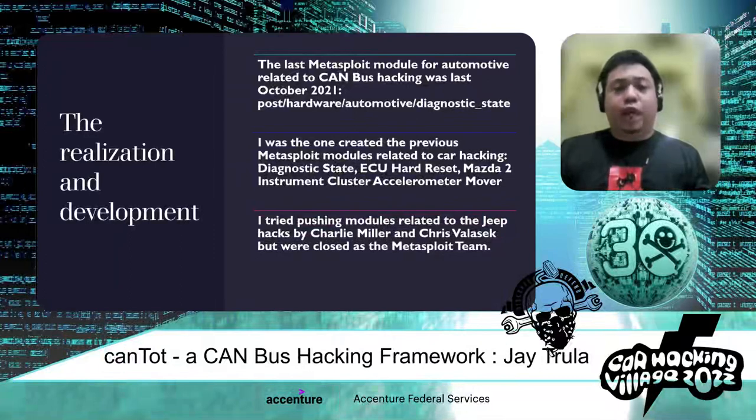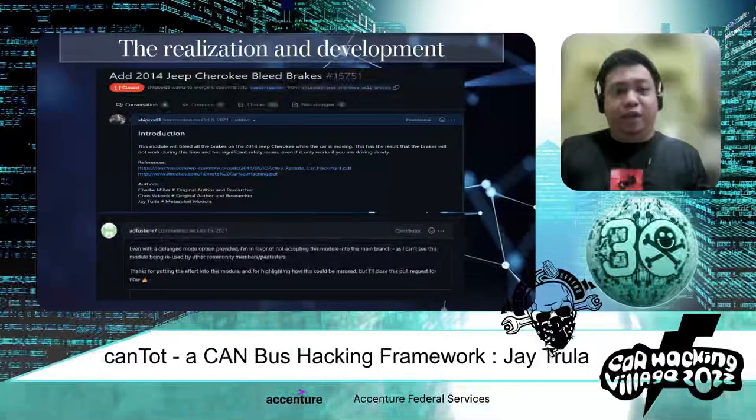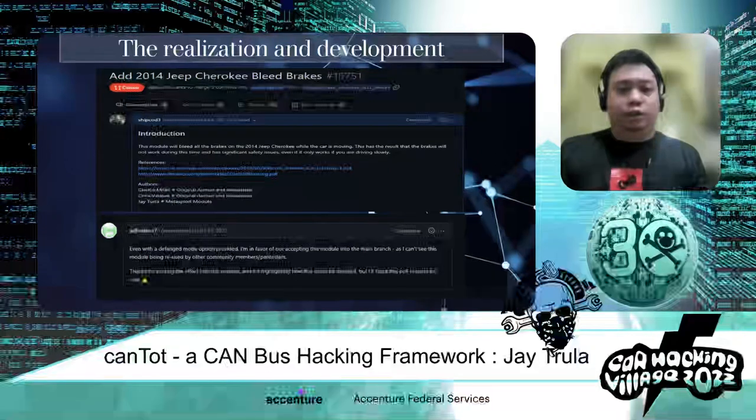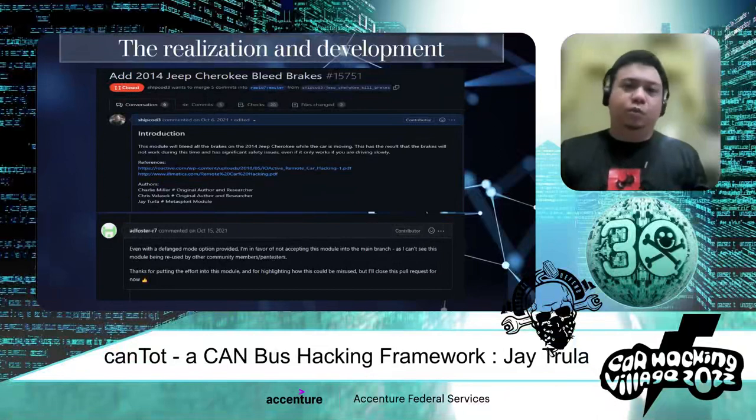I tried pushing some modules related to the Jeep hacks by Charlie Miller and Chris Valasek, but they were closed by the Metasploit team. This was the one that I tried contributing a year ago. The module will bleed all the air brakes on the 2014 Jeep Cherokee. We all know that's very old, right? But I just wanted to put it in Metasploit as a reference and for people to try it on. But sad to say, it was closed.